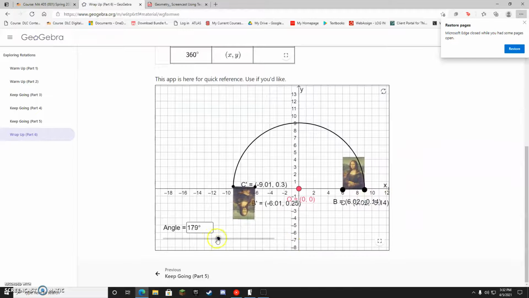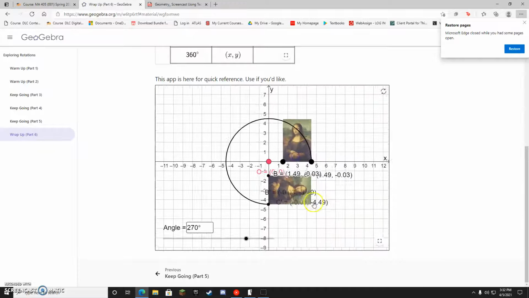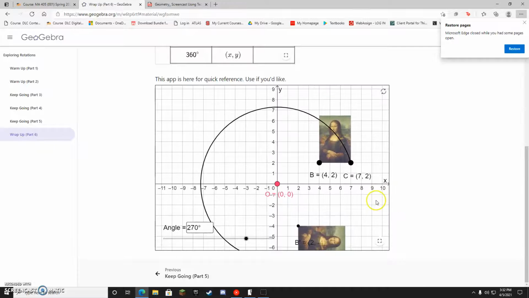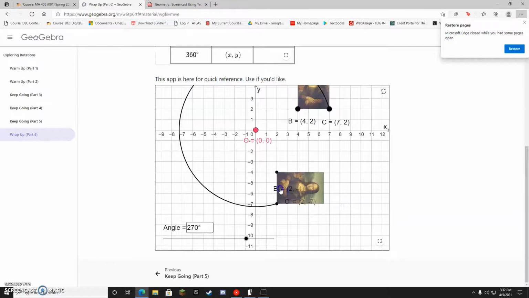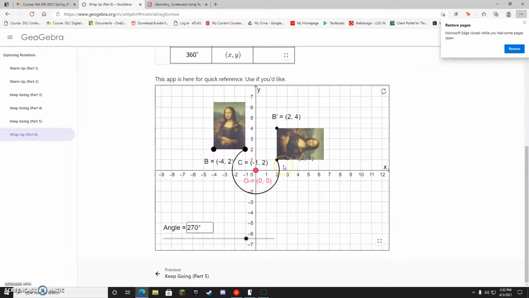Okay, so then for 270, you go ahead and move that. Let me zoom in a little bit. So you see for B, it's 4, 2. For B prime, it's 2, -4. For C is 7, 2. C prime is 2, -7. So you see that you go from xy to y, -x. So this x becomes negative, and you flip it. Same with this, and it applies for everything. So B is -4, 2. B prime is 2, 4.